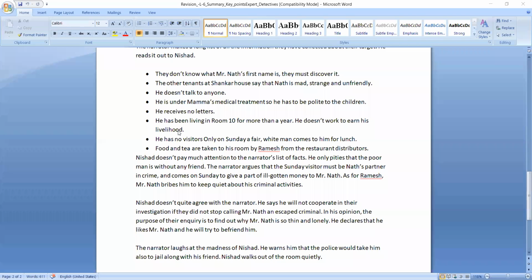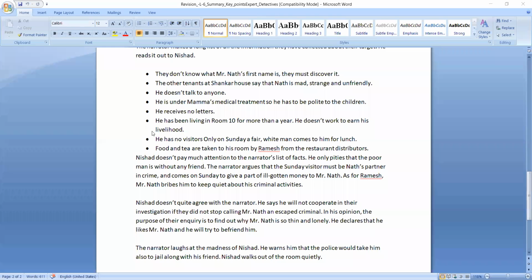Another fact which made them worried was that he had no visitor. Only on Sunday, a fair, tall man came to him for lunch. Food and tea are taken to his room by Ramesh from the restaurant. Food and tea were taken to his room by Ramesh.